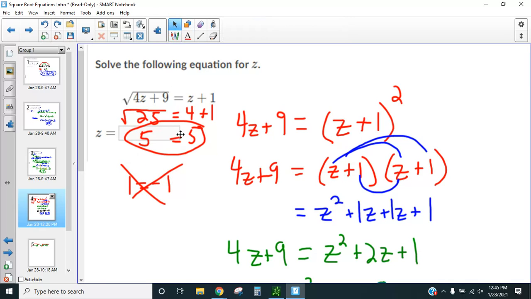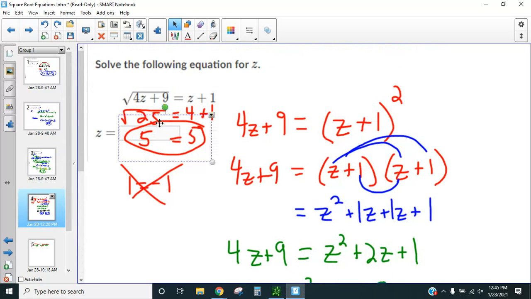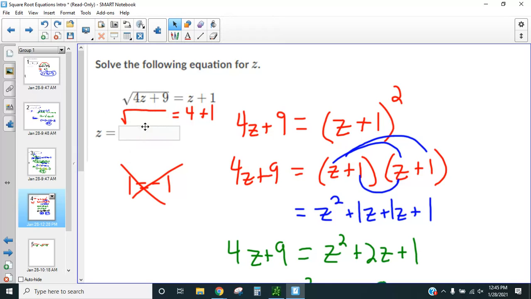Now, I want to remind you, this does not mean our answer is 5, right? 5 is just what we get when we check it. Your answer is 4, whatever we plugged into it, okay? So don't goof that up. Well, that happens a lot. Okay, so again, our answer on this one, 4.